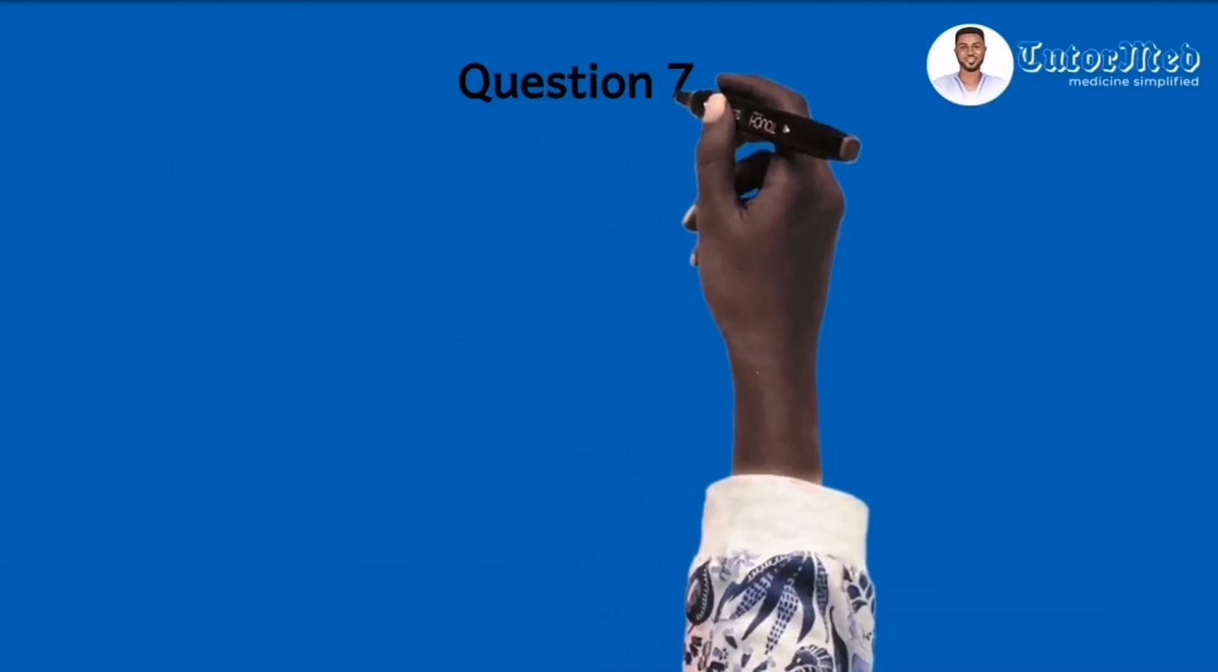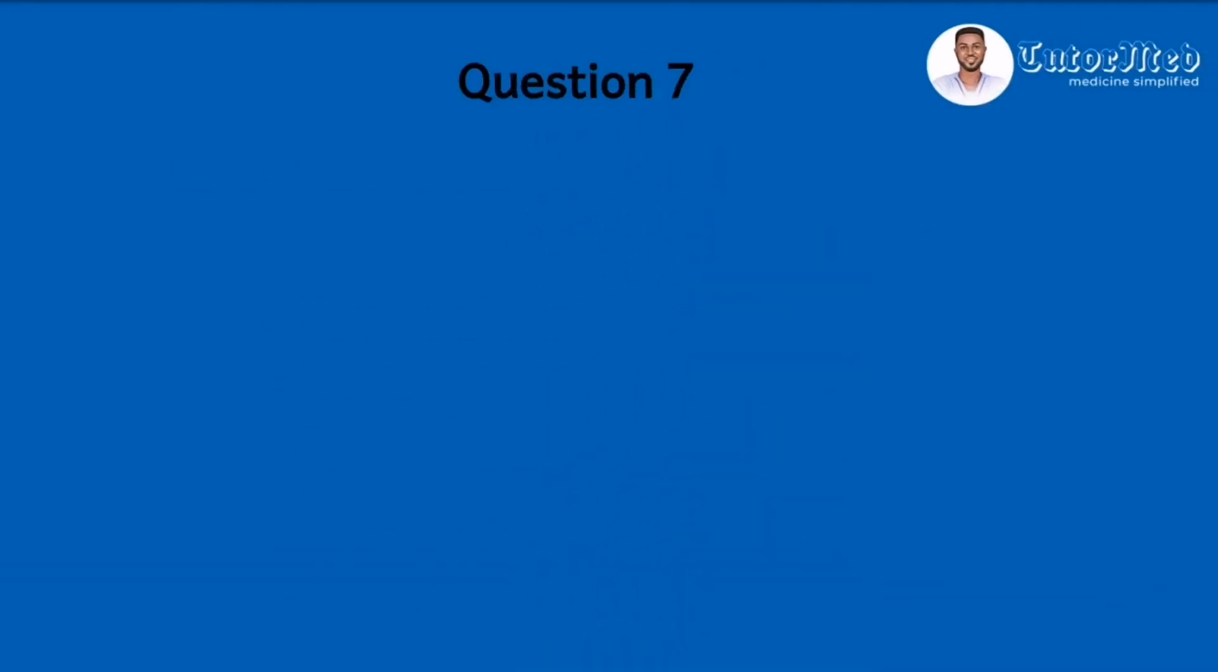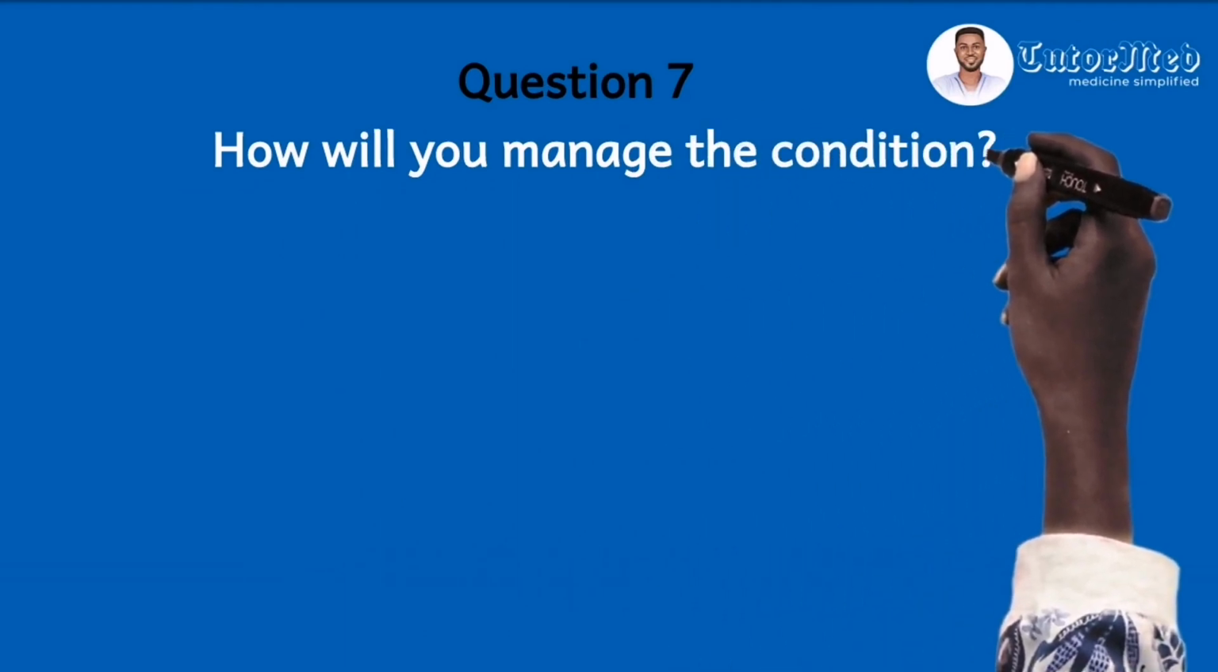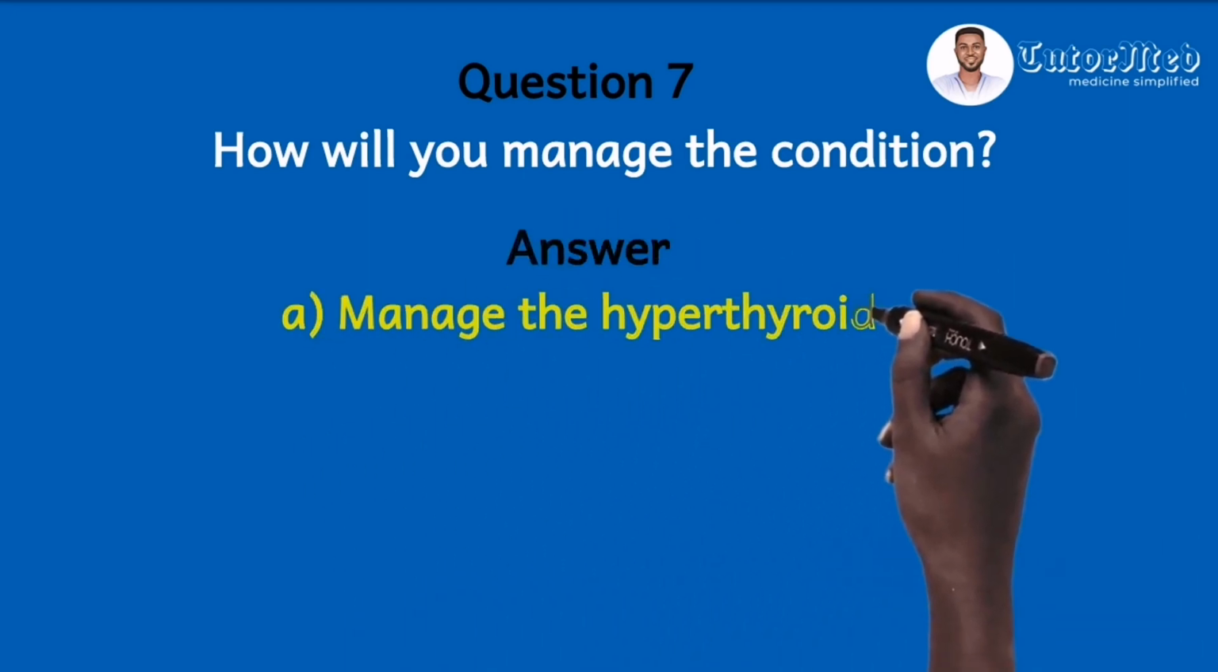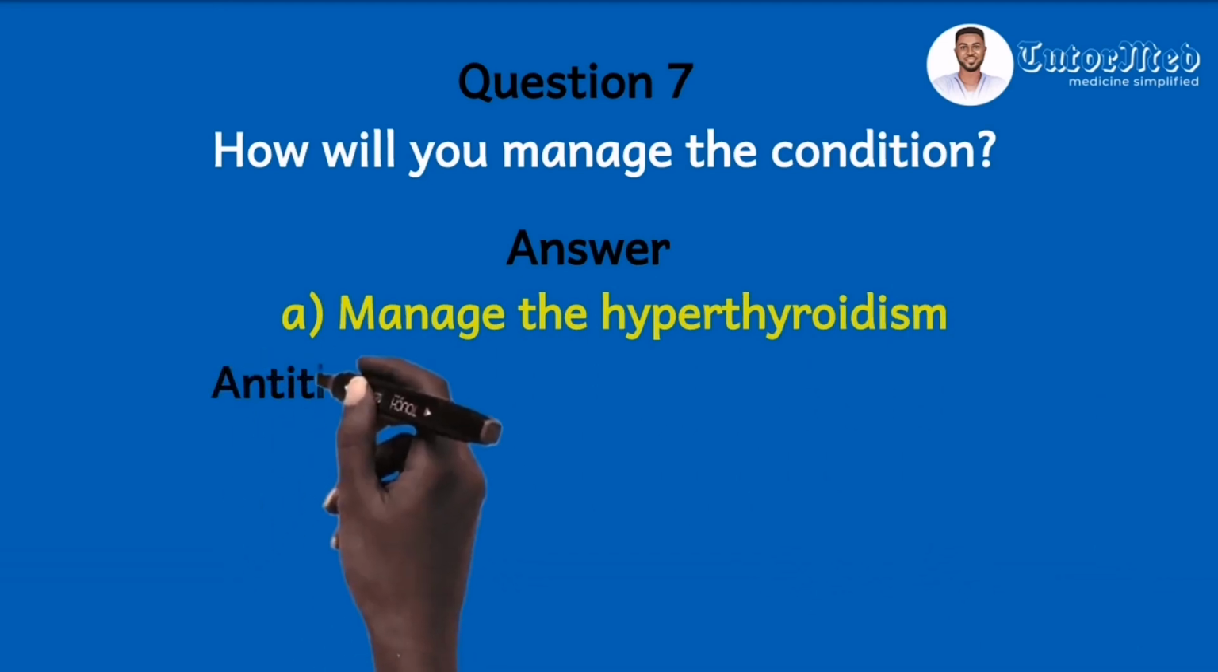Alright friends, the last question said, how will you manage the condition? So the condition we've been shown. So we know that the patient has Graves' disease with eye signs, because obviously the picture is telling us that there is Graves ophthalmopathy. And so for the answer, we want to manage the hyperthyroidism. Okay, and so we can give anti-thyroid drugs.